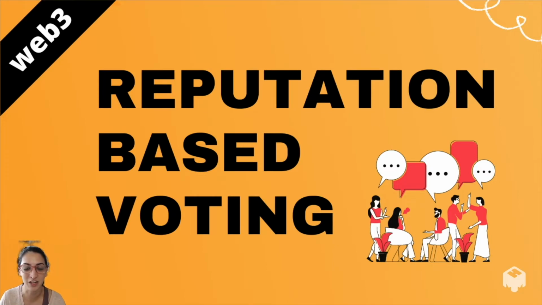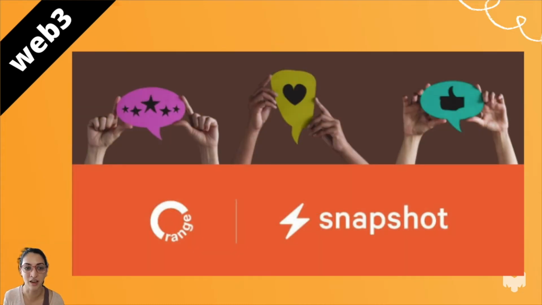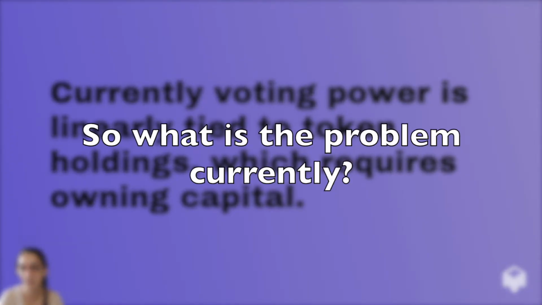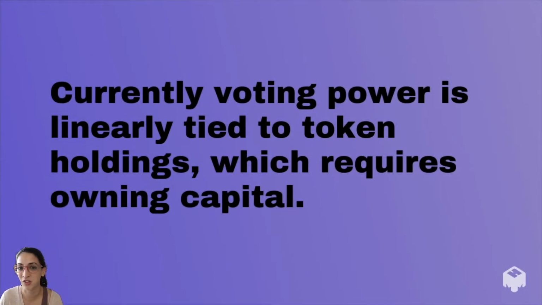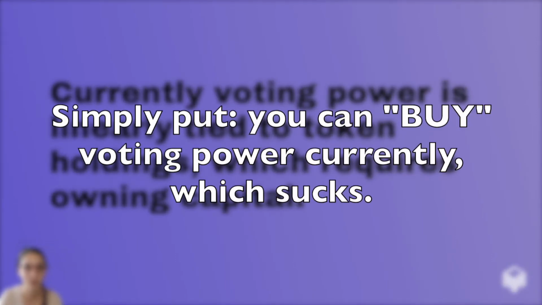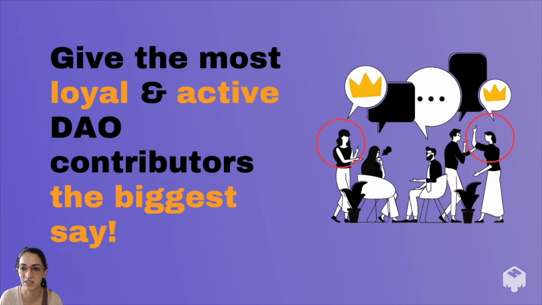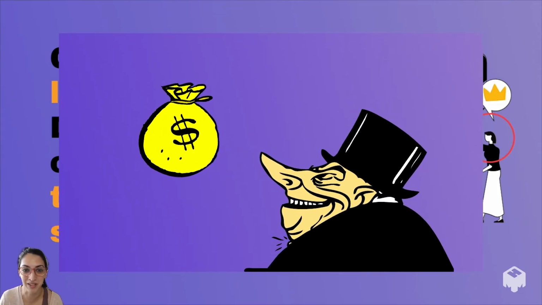The good news is there's something called reputation-based voting, and it's likely that this is going to become the standard in DAOs and Web3 communities moving forward. The news is Snapshot has partnered with Orange Protocol, and they're working on something called portable reputation, which, as I mentioned, I think is going to become the standard in DAOs and Web3 communities moving forward. So the problem is currently voting power is tied to token holders, which requires owning capital. And that's the single simple voting methods that have been used traditionally. But by partnering with Orange Protocol, Snapshot's actually looking to implement this concept of reputation-based voting measures. Now with this, what will happen is the most loyal and active DAO contributors will have the biggest say instead of the wealthiest or the people that just simply hold the most tokens.